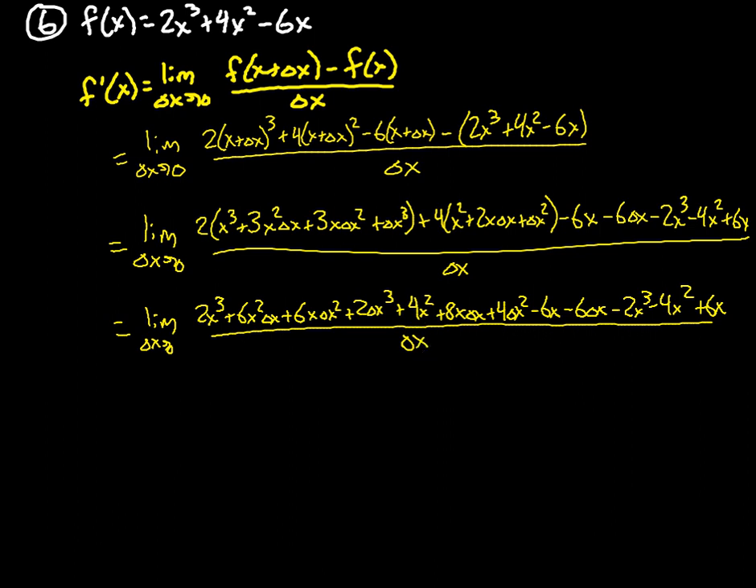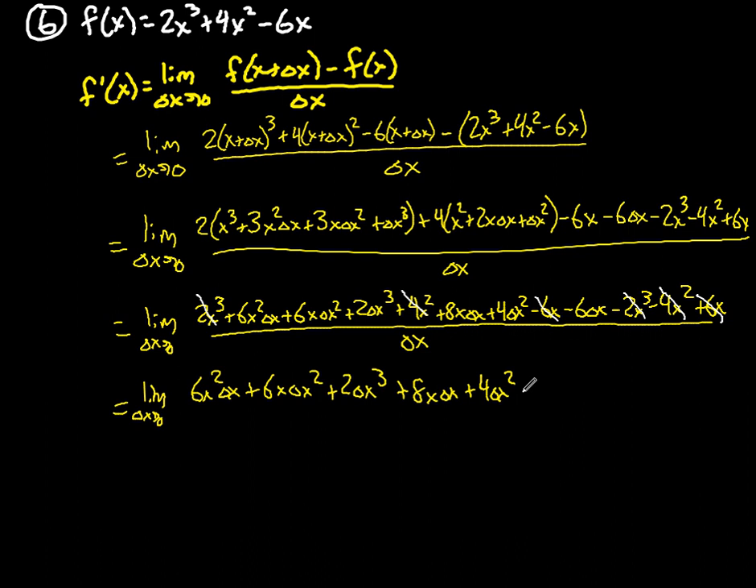Look for what cancels. A 2x cubed with a 2x cubed should go away. With the negative 4x squared, I should have a positive 4x squared. With a positive 6x is a negative 6x. So, I'm left with a bunch of stuff still. Limit as delta x approaches 0. 6x squared delta x plus 6x delta x squared plus 2 delta x cubed plus 8x delta x plus 4 delta x squared minus a 6 delta x.